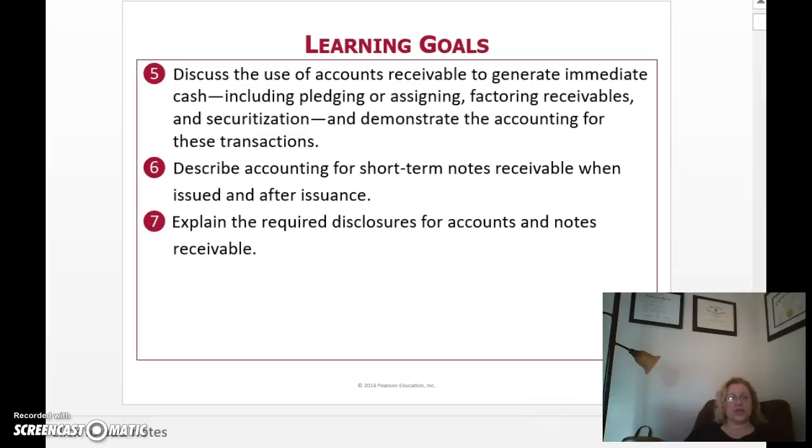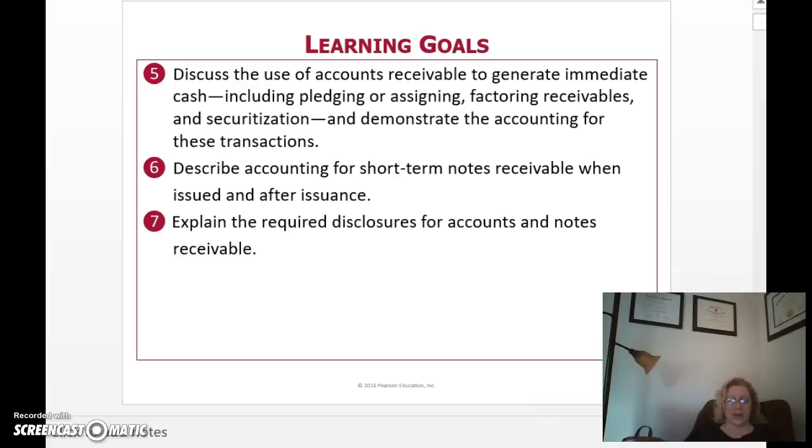Learning Goal 6 introduces a topic similar to accounts receivable, namely short-term notes receivable. Unlike accounts receivable, notes receivable involves the calculation of interest and the effects of the time value of money. You'll become familiar with the differences between the stated rate of interest, the market rate, interest-bearing notes, and non-interest-bearing notes, as well as discounting.